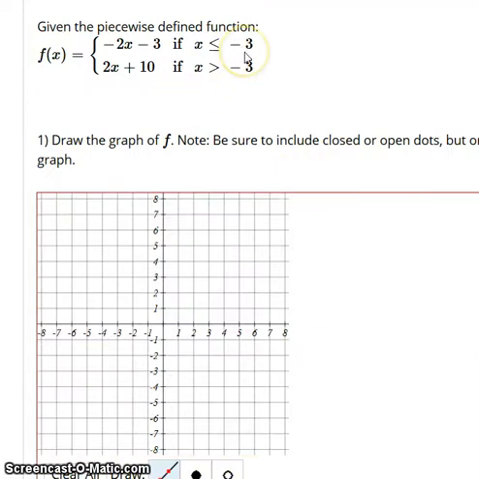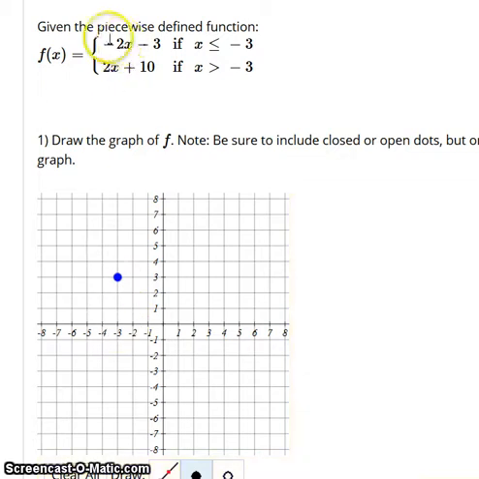I would begin by plugging in -3 into this first equation. When I plug in -3, I'm going to get 6 minus 3, that's 3. Since we have the equal to, we're going to want a dot there. So I plugged in -3, I got 3, I put a dot right there.